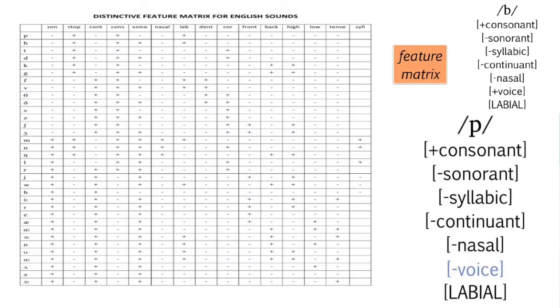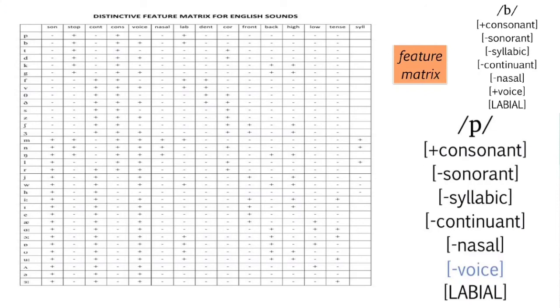The next set of features has to do with the manner of articulation. The feature continuant tells us how long a sound goes on. Stops are very short sounds. They only last for a brief moment. So B gets a minus sign for continuant. We also know that B is not made by passing air through the nasal cavity, so it also gets a minus sign for the feature nasal. And B is a voiced sound made with vocal folds vibrating, so it's plus voice. The last feature we list for B is labial because it is made with the lips.